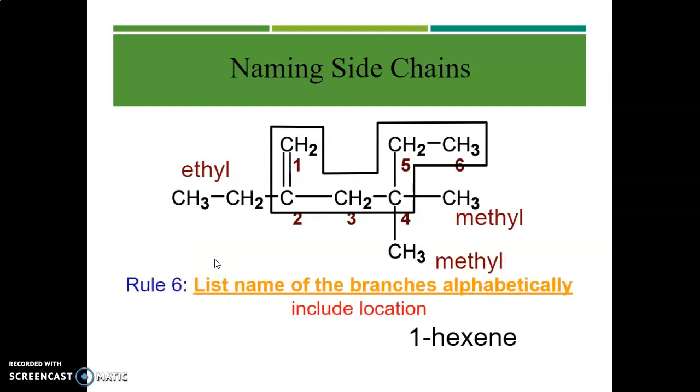The next rule is to list them in alphabetical order. And we have to also include the location. Where are they located? So because E comes before M, I know ethyl is going to be listed first, and I have to say where it's located. So in this particular case, ethyl is on the second carbon. So see, it helps you with that. So 2-ethyl, all right, and the methyl, this first methyl is on the 4th carbon, and this methyl is on the 4th carbon. So 4-methyl, 4-methyl. So 2-ethyl, 4-methyl, 4-methyl.